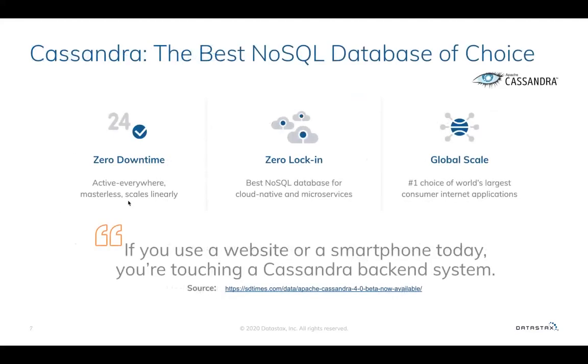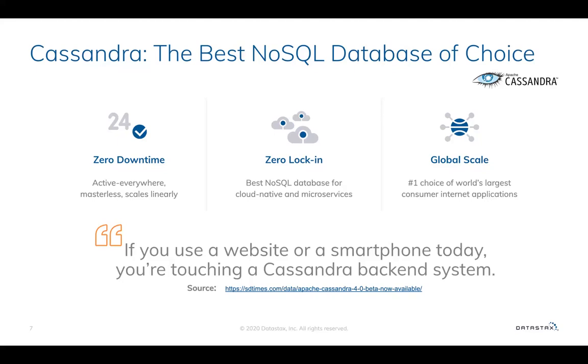So then we think about NoSQL databases, and then there's Apache Cassandra. Apache Cassandra is the best NoSQL database of choice. And the reason for that is that it offers 24/7, 365-day availability, zero downtime. It's active everywhere. It's masterless in nature, and it scales linearly. It offers zero lock-in, so you're not bound to a specific cloud provider like Amazon, GCP, or Azure. And you can design a layer on top, and you can really have a NoSQL database that is cloud-native, and you can drive that microservice architecture at ease.